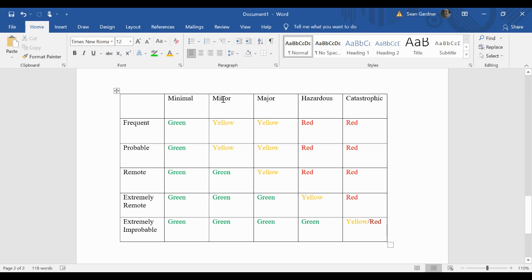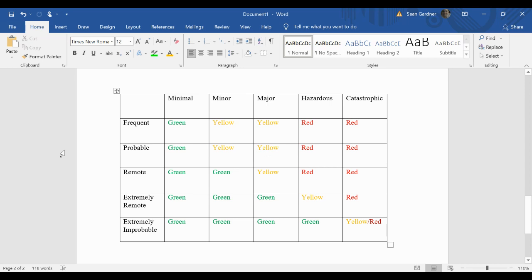So I would probably put that under a minor risk, and depending on what they decide to do, that could even be major. And that's probably a remote chance of that happening, and maybe even probable. So you're sitting here in the yellow area, maybe even green.